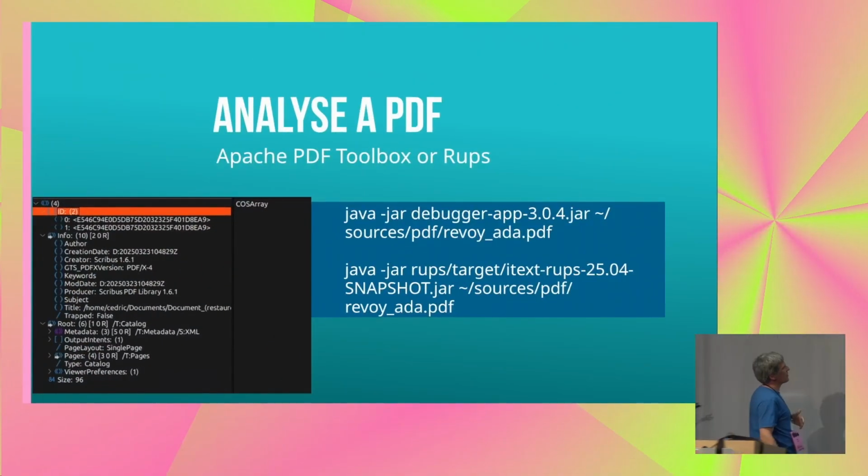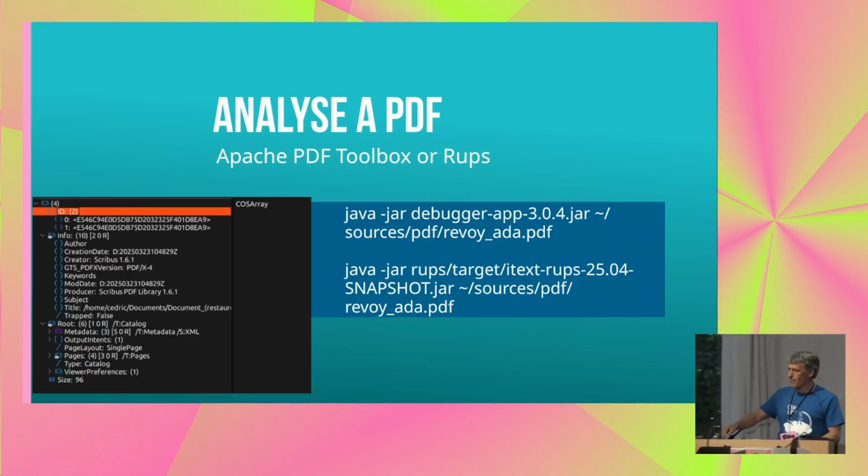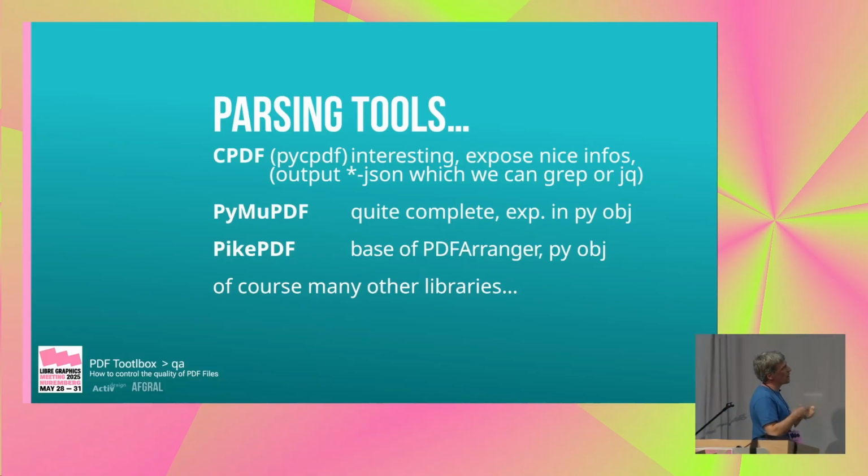This is a result we can get, for example, in the debugger here. And after that, you have to parse the tool and search for the information you need. There are many libraries that can read a PDF, okay? I decided to check some of them. CPDF is really interesting because it can be used as a command line, or as a Python module. And it really gives the main information we need.